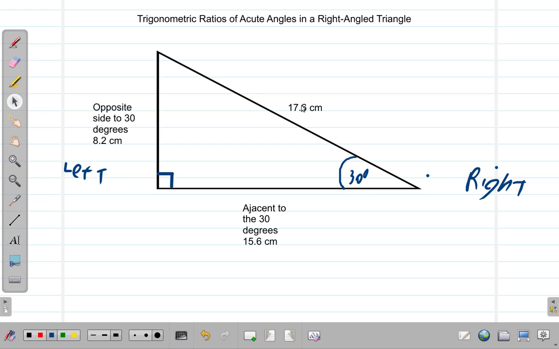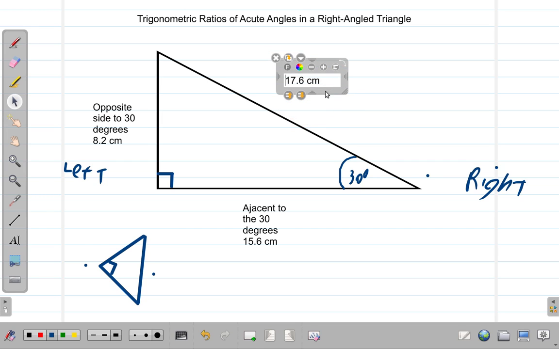And then you have this side. If you draw the right angle triangle like this, and the right angle is here, what you will find is that the right angle is on the left hand side and this side is on the right hand side. So if you turn this triangle that way, this side here that measures 17.6 is opposite to the right angle. We have a nice little name for it. It is called the hypotenuse. The hypotenuse measures 17.6 centimeters.